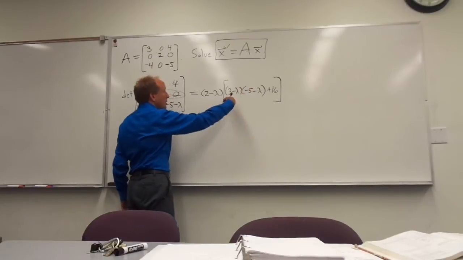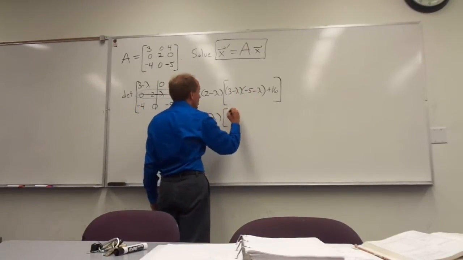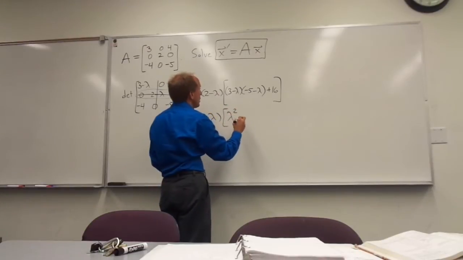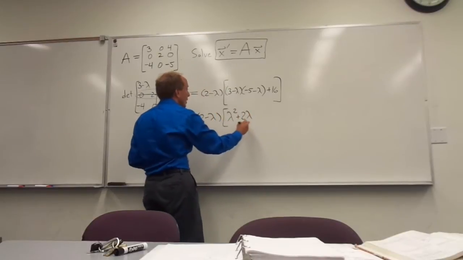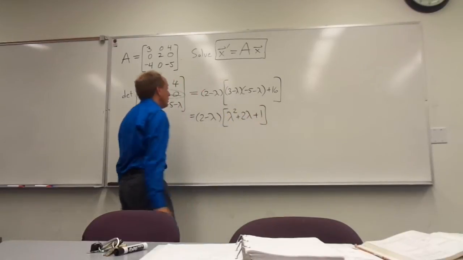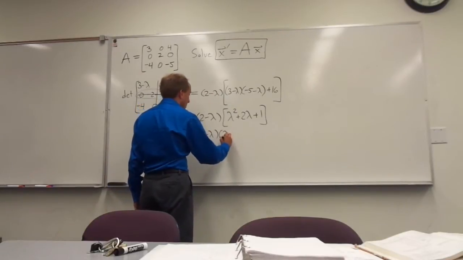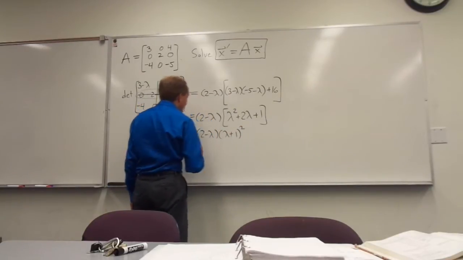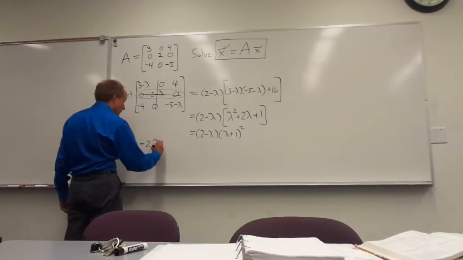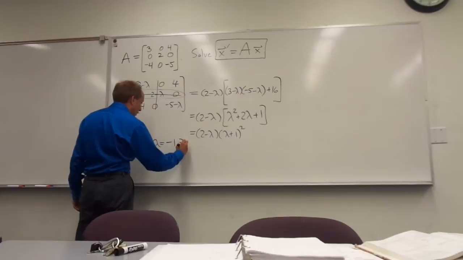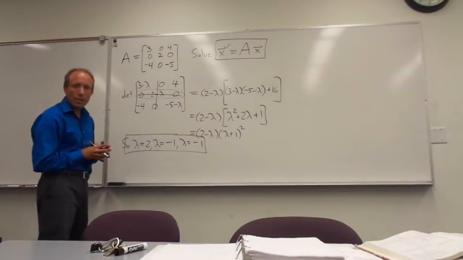Okay, and the part that's in the bigger brackets here, the second term, I'm just going to turn that into a quadratic. I have lambda squared minus 3 lambda plus 5 lambda, that's plus 2 lambda, and then plus 1, right? Okay, and then this becomes 2 minus lambda times lambda plus 1 squared. And so the solutions are lambda equals 2, and lambda equals negative 1, and lambda equals negative 1. Okay? So that's my situation.